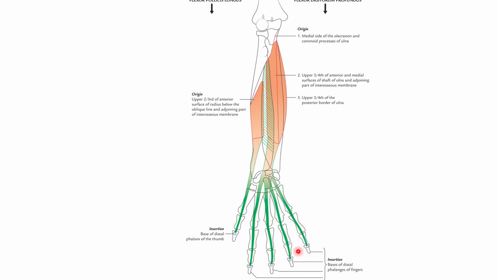The flexor digitorum profundus is involved in the flexion of the wrist joint. It brings about the flexion of the metacarpophalangeal joints along with the proximal and the distal interphalangeal joints as well.